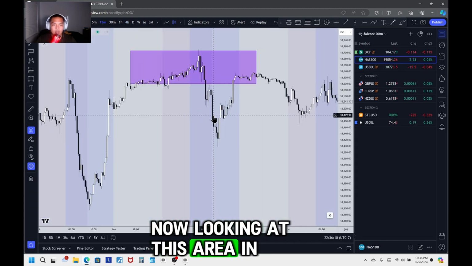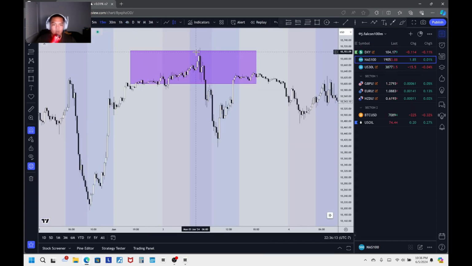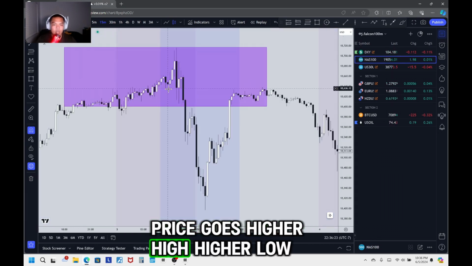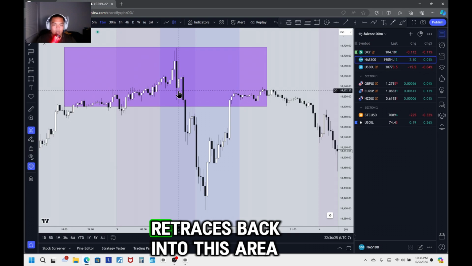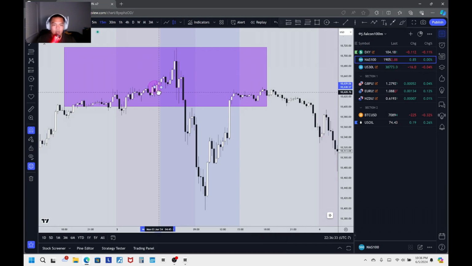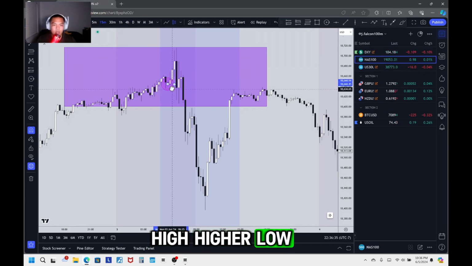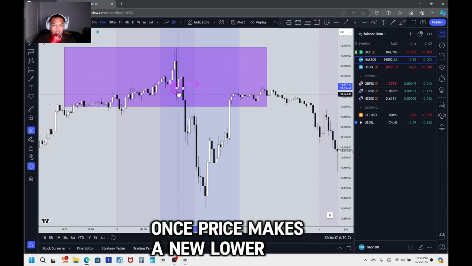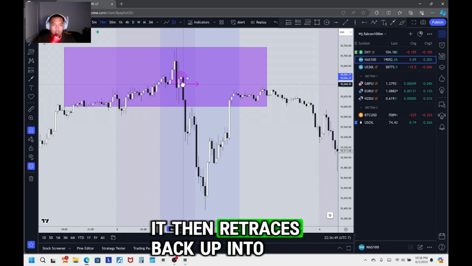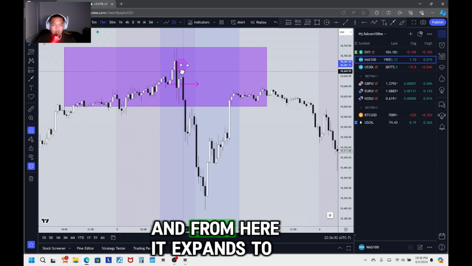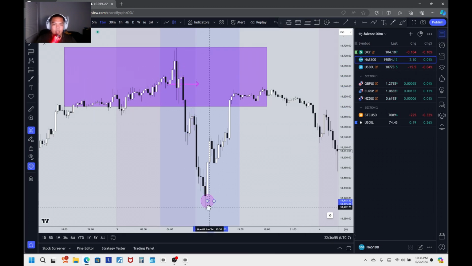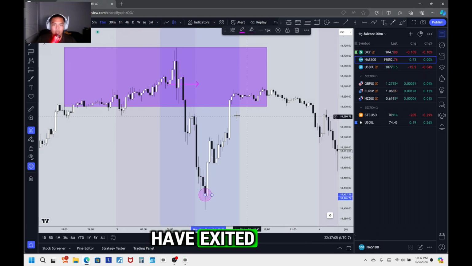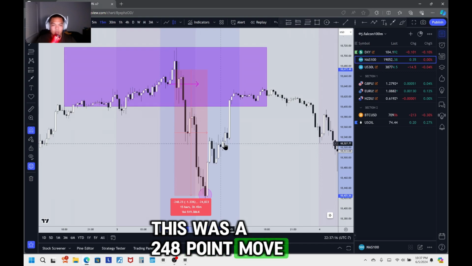Now looking at this area in the 15-minute, right where I shaded that 4-hour higher high, we see price distribute. Price goes higher high, higher low, higher high, lower low, retraces back into this area. Price goes higher high, higher low, higher high, lower low. Distribution. Price distributes. Once price makes a new lower low in the market, it then retraces back up into the last down move, and from here it expands to the downside. From this point where you could have entered to this point where you could have exited, this was a 248 point move in one day.